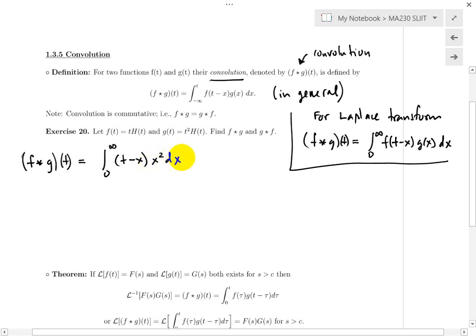Can you quickly do this integration and see what's the answer? And if you are done, try g convolution f as well. So in this integration, t is constant.